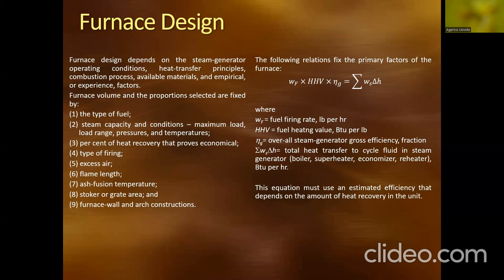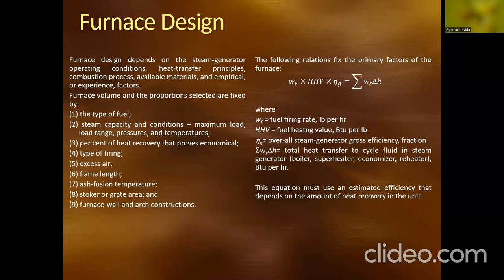Furnace volume and proportion selected are fixed by: 1, type of fuel; 2, steam capacity and conditions, the maximum load, load range, pressure, and temperature; 3, degree of heat recovery that proves economical; 4, types of firing; 5, excess air; 6, flame length; 7, ash fusion temperature; 8, stoker or grate area; and 9, furnace wall and arch construction. The reference is Power Plant Theory and Design by Philip J. Potter.